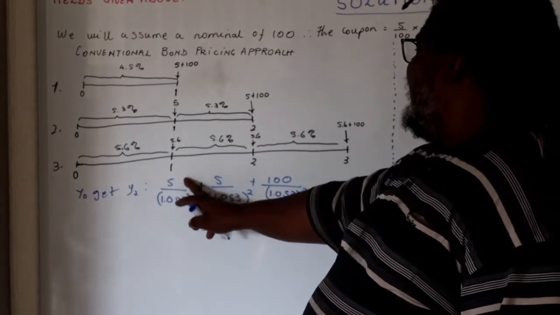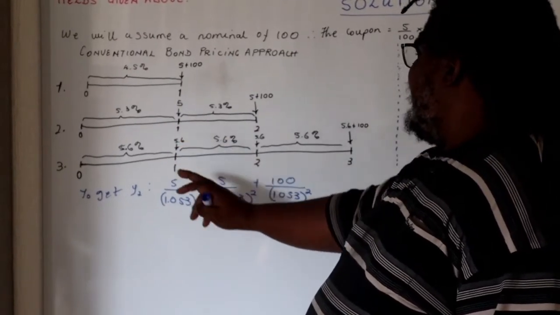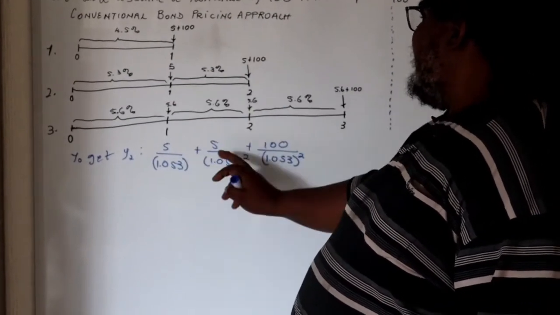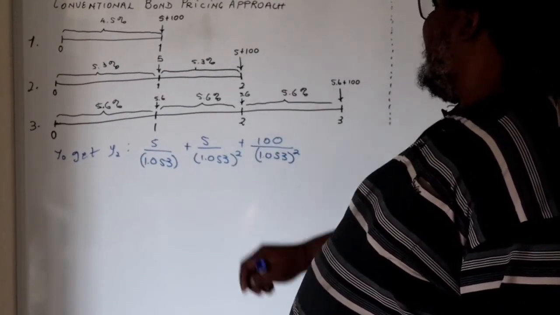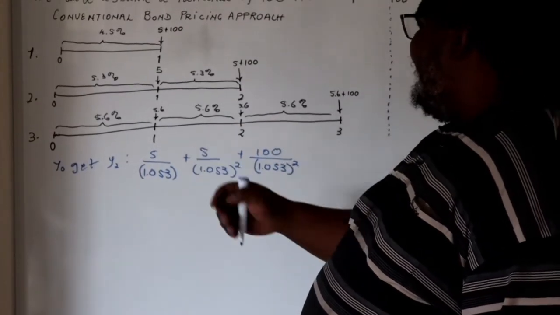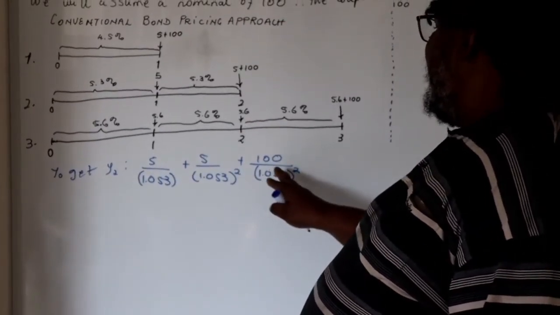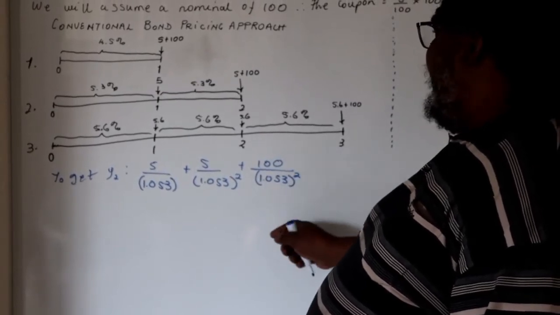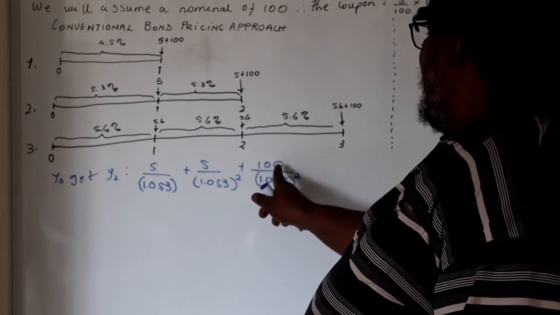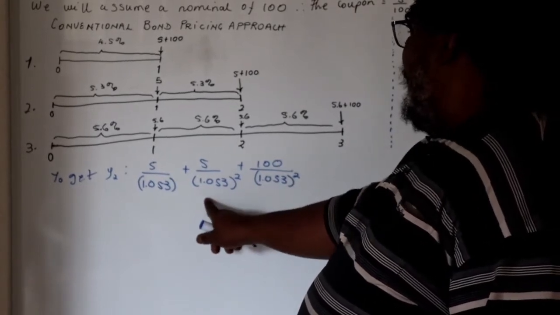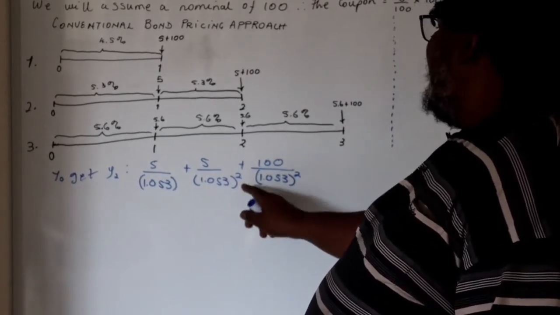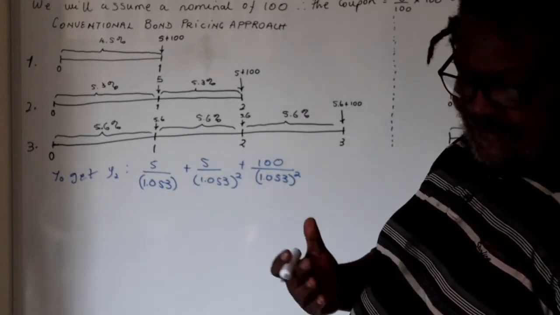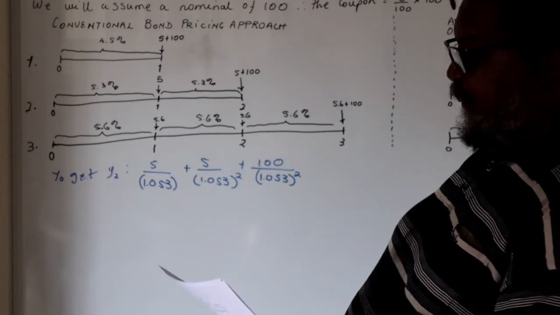where we have our coupon of 5 paid in the first period, and our coupon of 5 paid in the second period, and then we get given back our par value of the bond, which is 100. So in other words, you can actually say 105 over 1.053 squared as one thing. I have separated it so that you should be clear as to what is going on.